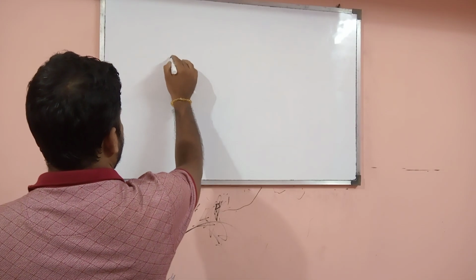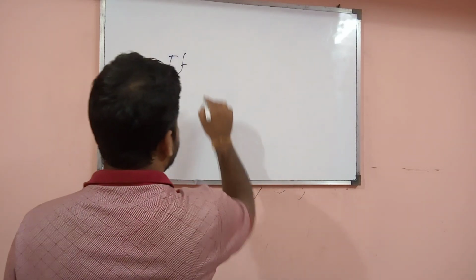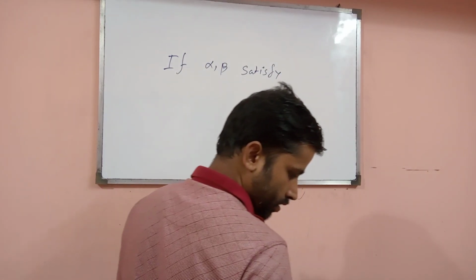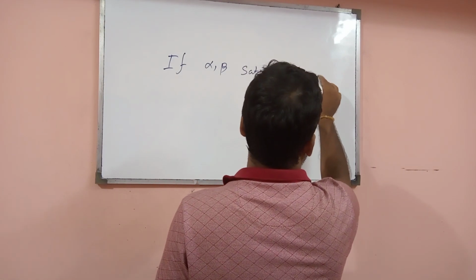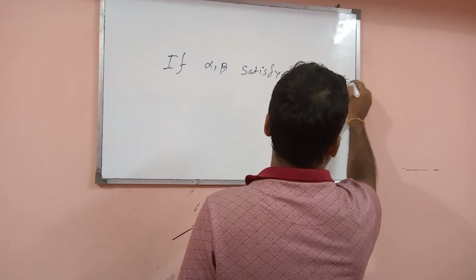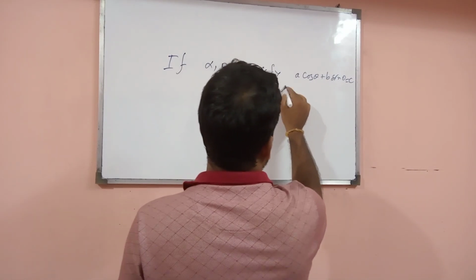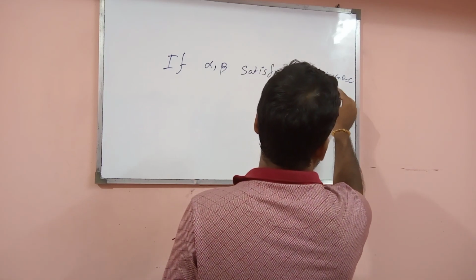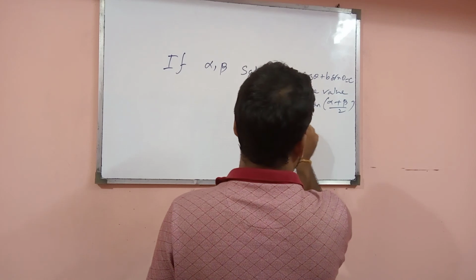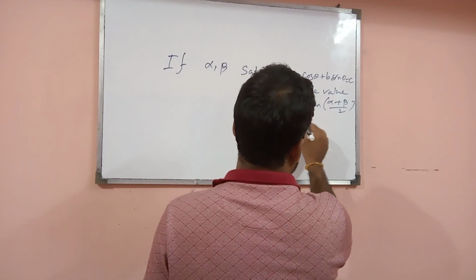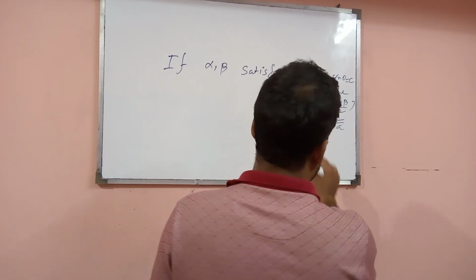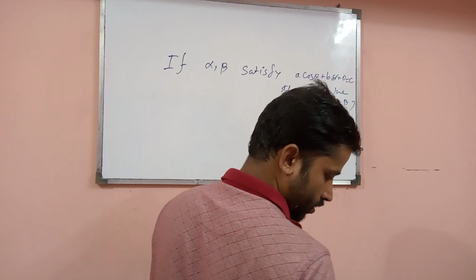If alpha, beta satisfy a cos theta plus b sin theta equal to c, then the value of tan (alpha plus beta) by 2 is: option A, b by a; option B, c by a; option C, a by b; option D, c by b.